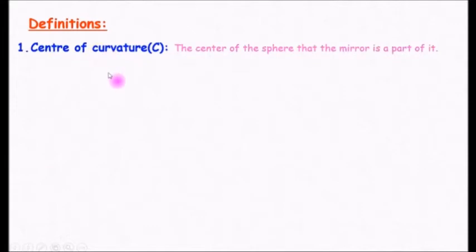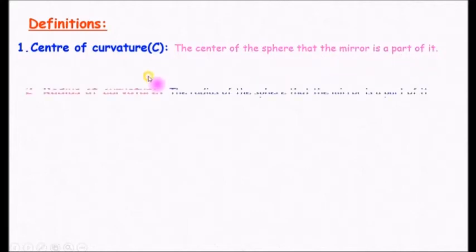Let's see some definitions related to mirrors. Firstly, the center of curvature. As we said in the previous slide, the mirror is a part of a sphere, and the sphere has a center. So the center of curvature is the center of the sphere that the mirror is a part of. Number 2, radius of curvature. Because it is a sphere and it has a center, it has a radius. So the radius of the sphere that the mirror is a part of, we call the radius of curvature.